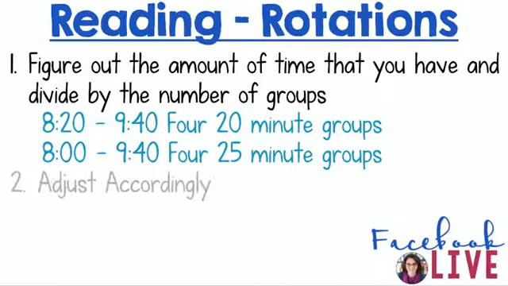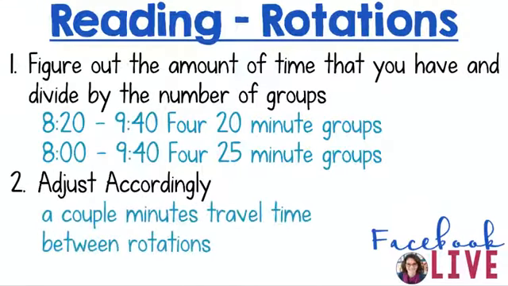What you also need to do is just adjust. Your times are going to be a little bit different, of course, but just figure out how many groups you have and the time that you have in minute form, and then divide that by the number of groups you have, and it'll give you the time limit for each group. You will also want to factor in a couple of minutes of travel time between rotations. That travel time will take a little bit longer at the beginning of the year than toward the middle and end of the year, but eventually students will get the concept of traveling and moving around to different places.